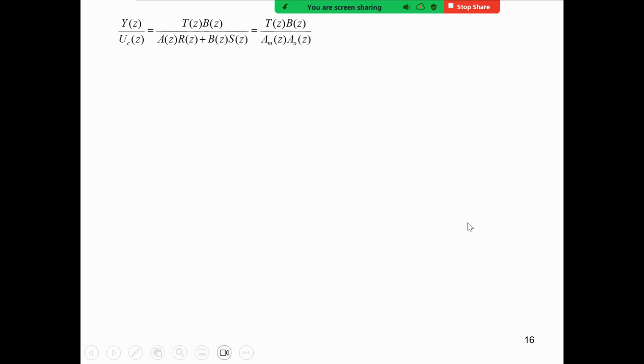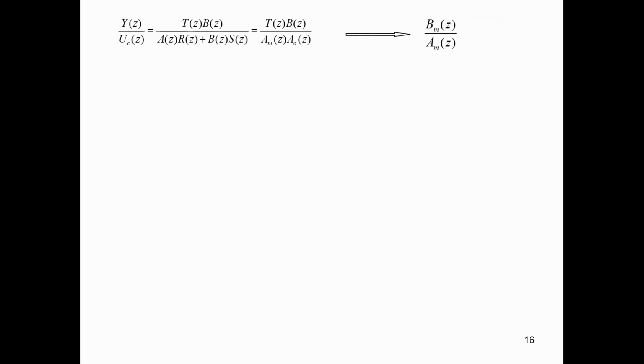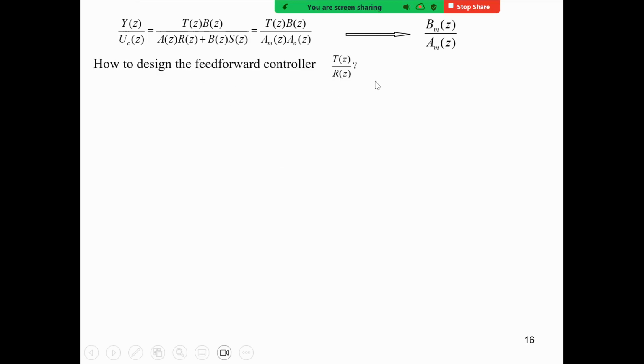Now there is only one more polynomial to design, T. But remember, we want to match BM over AM. That's the objective. But T is a polynomial. Remember, T is not a transfer function. So how can we achieve this? How do we design the feedforward controller? R is already fixed in this design. How to choose the T?